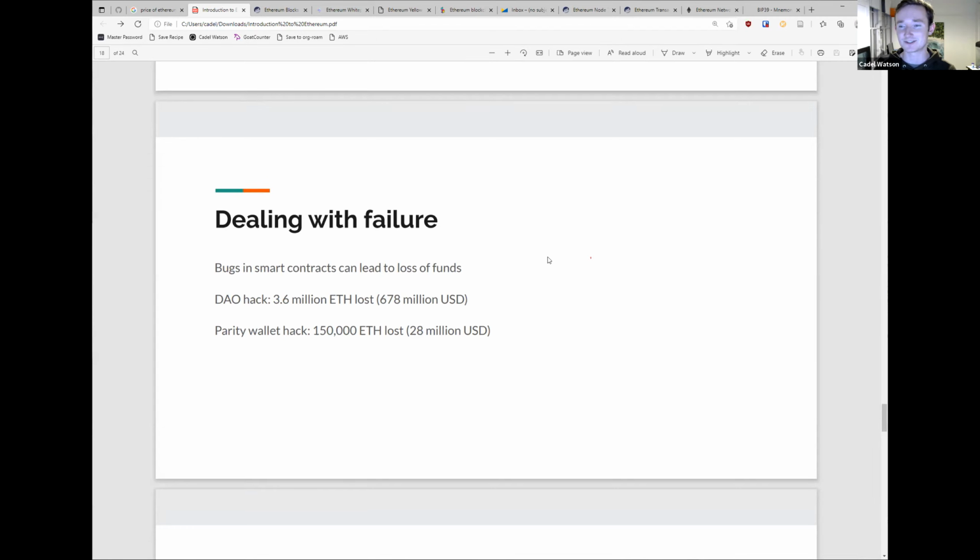And if it leads to a way to extract money that you wouldn't be able to access normally, it can lead to huge losses of money. So these are 2 notable examples in Ethereum history. The first is probably the most well-known. It's the DAO hack. This was a big smart contract that the whole Ethereum community kind of contributed to.